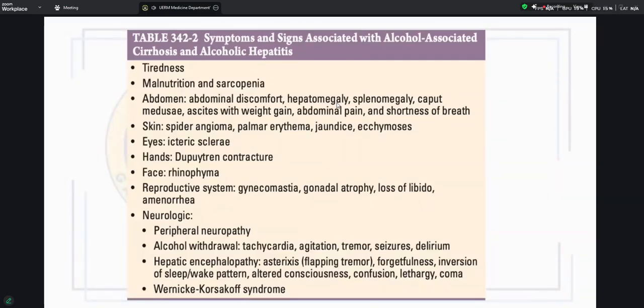One of the often overlooked symptoms is tiredness. So patients would initially complain of only getting easily fatigued. And then later on, they can have signs of malnutrition, muscle wasting, they can have abdominal, skin, or eye findings. And I'll be discussing more of this later in the topic of cirrhosis.